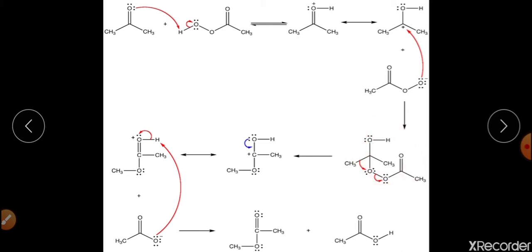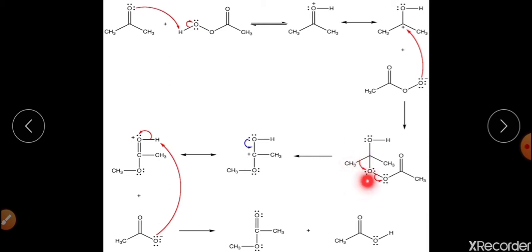After this, there is a migration. For example, this is a case of a symmetrical ketone, so which group will migrate doesn't matter, both groups are the same, so any group can migrate. So this particular R group is now migrating to this oxygen, and when it migrates to the oxygen, this particular bond will shift to this oxygen, right? So this particular moiety, CH3 C double bond O negative, will be eliminated from this one, right?